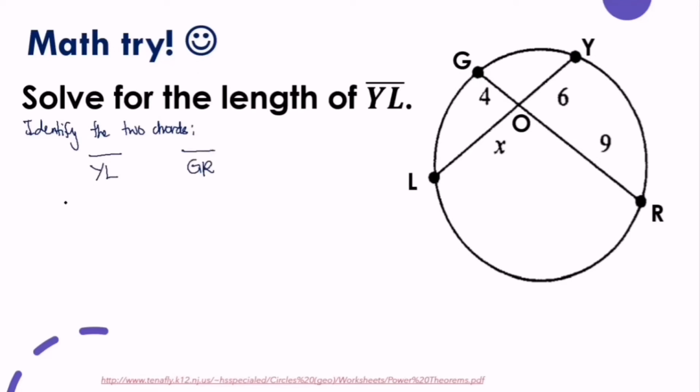And then, the segments of a chord, si YL, binubuo ng YO and OL. So, segment YO and segment OL. Yan. Next, si GR ay GO at saka si OR.